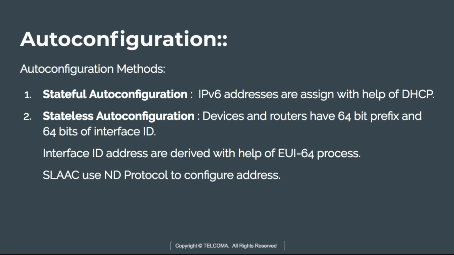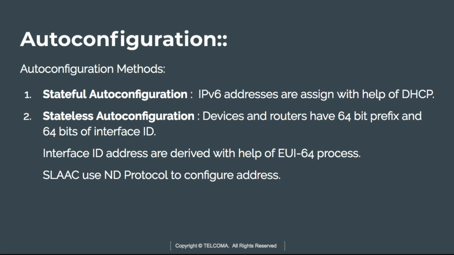SLAAC uses the neighbor discovery protocol to configure addresses. The neighbor discovery protocol is used to configure the stateless auto configuration addresses. An IPv6 address is leased for a certain lifetime. Whenever the lifetime of a particular address expires, that address becomes invalid for use. So we have to use an IP address that is not invalid in the network.